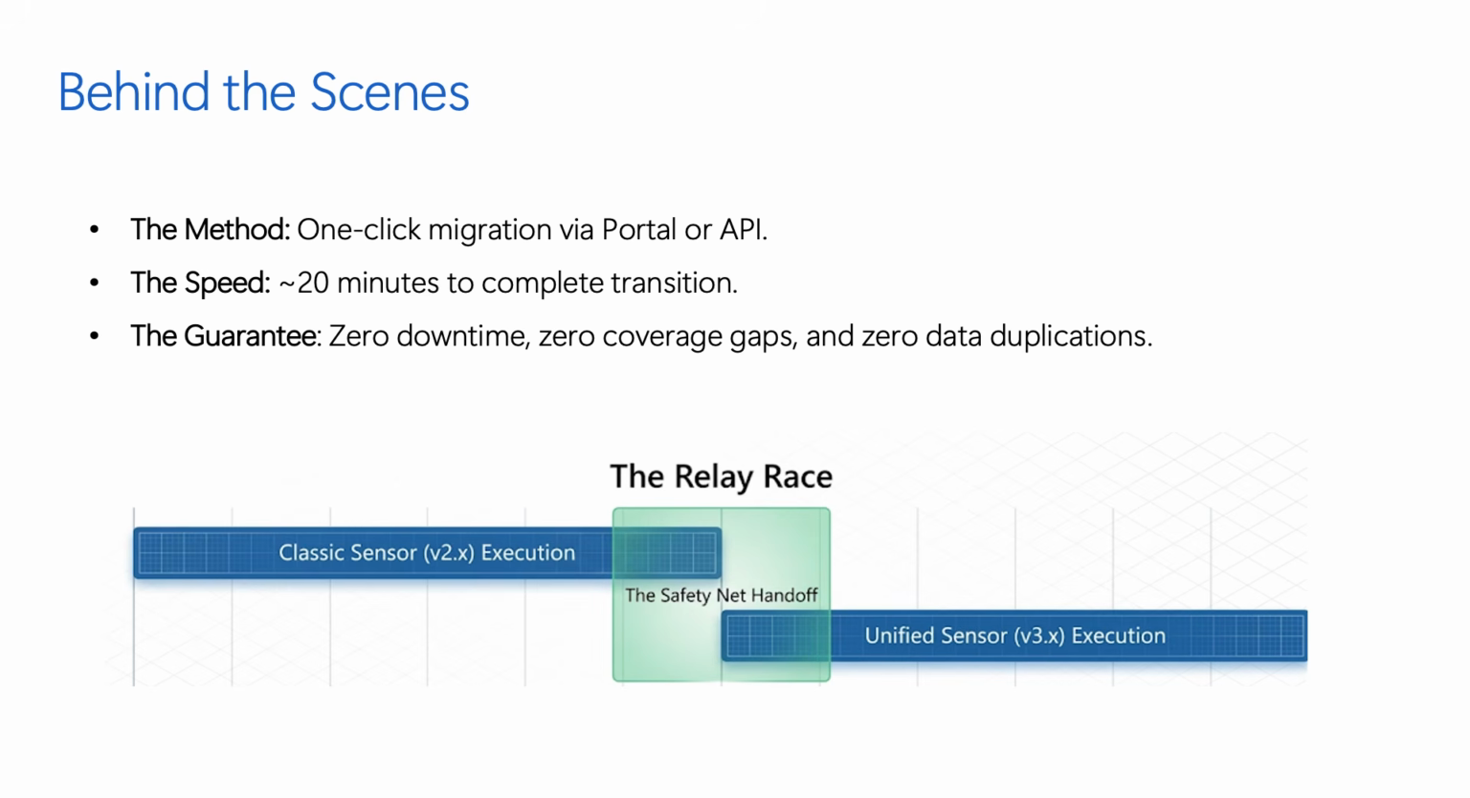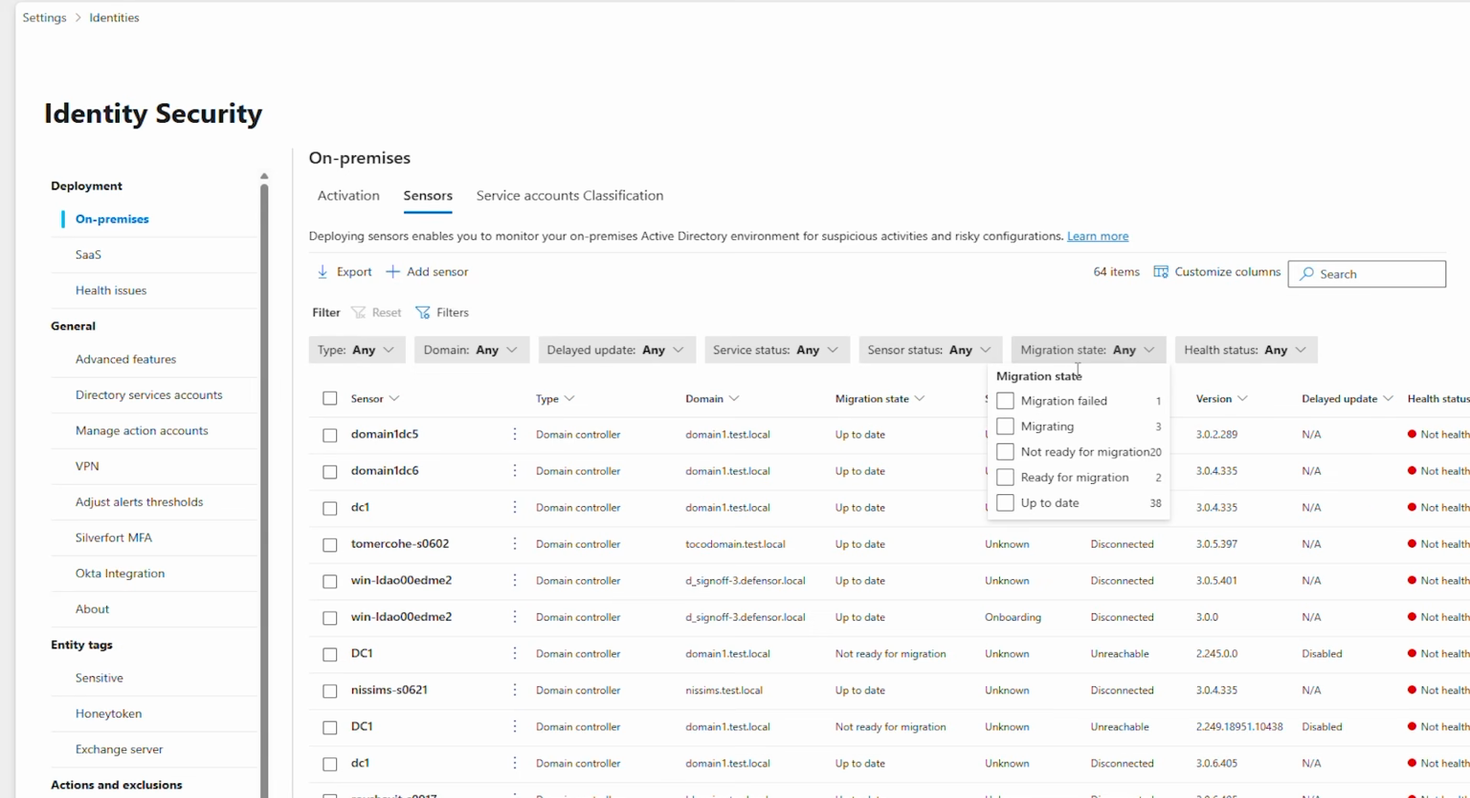Okay. I know that you brought a demo. What's happening in the demo? So I go to the sensors page from the portal. I choose a specific server that I want to migrate. You can see for each of the sensors that are already deployed, you have a migration state, where you can see full visibility of which sensors are ready for migration, which failed, which are in process, which are not ready, and so on.